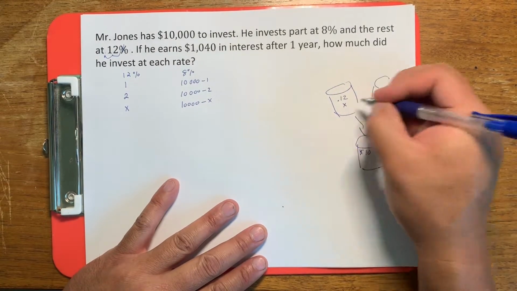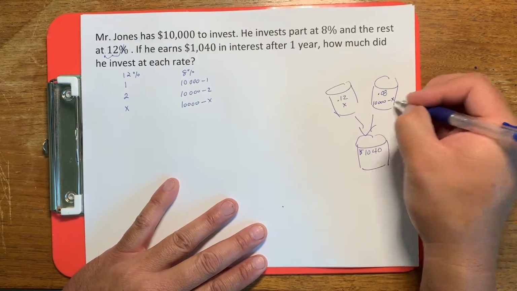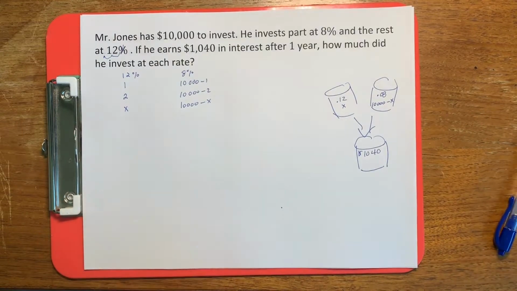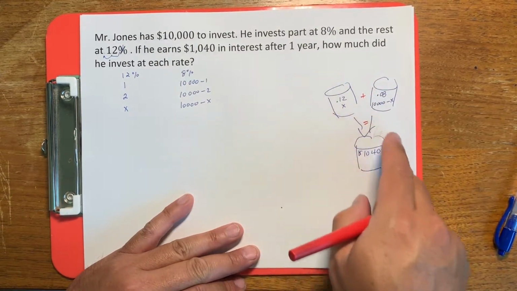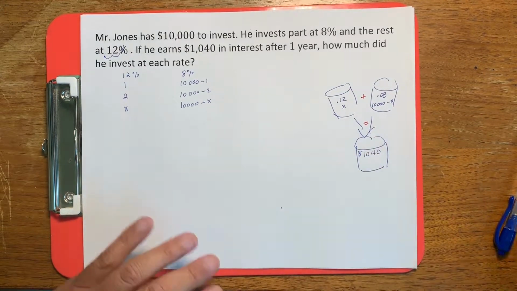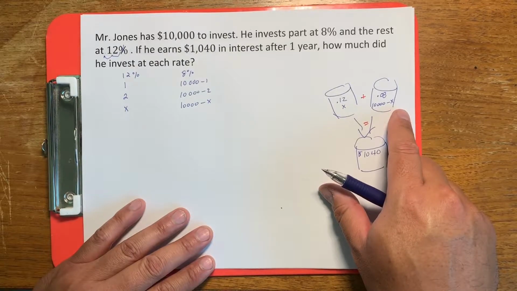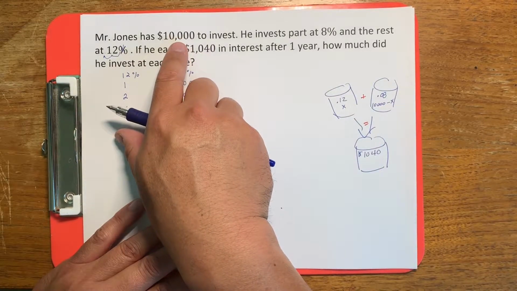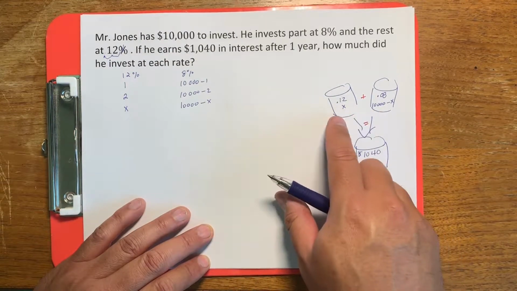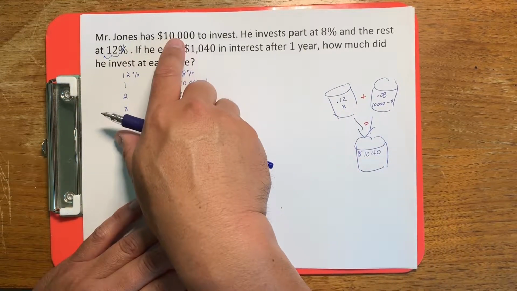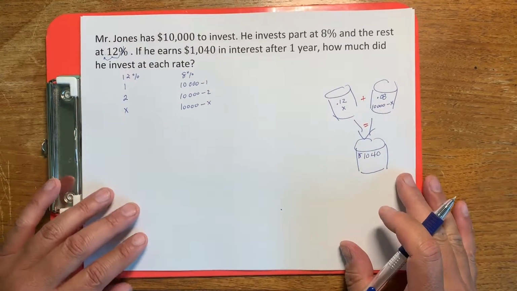So if we do x here, and then we do 10,000 minus x over here, we can see that we have the exact same problem that we had before. This times this plus this times this is equal to this. And the reason why we're using this x, 10,000 minus x, is because they gave us the total amount that they invested. They didn't say that there's twice as much money in here than there. They just gave us the total amount. So we use the total amount trick that we did in the last question.